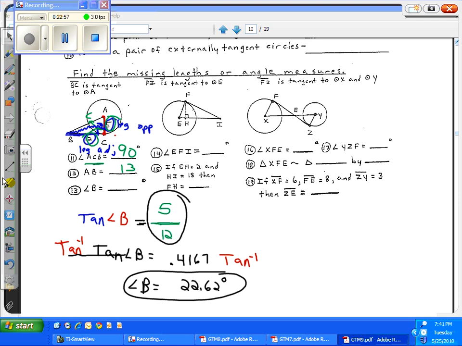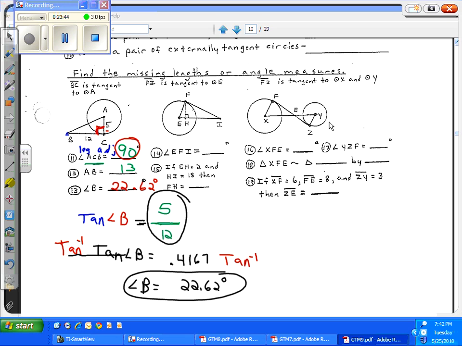So we began all of that with a radius drawn to a point of tangency. We said if the radius is drawn to the point of tangency, then it's perpendicular to the tangent line at the point of tangency. Therefore, that angle was 90. Therefore, we had a right triangle. Therefore, we could apply the Pythagorean theorem. And we could apply the trigonometric ratios. And we can do our right triangle solving stuff from chapter 8.